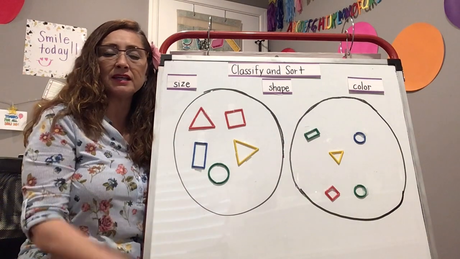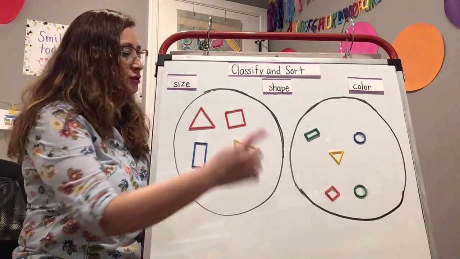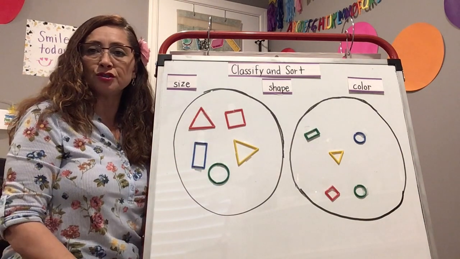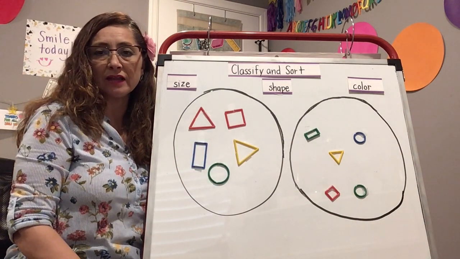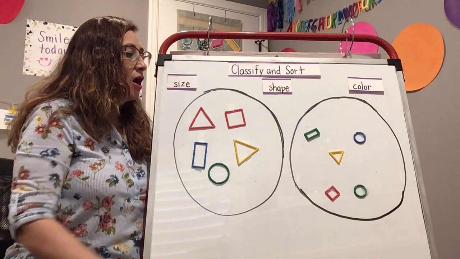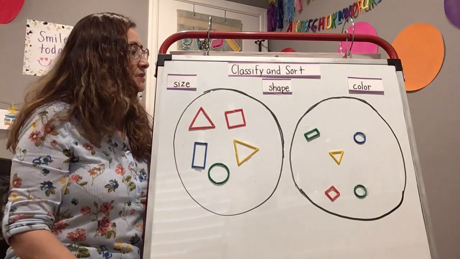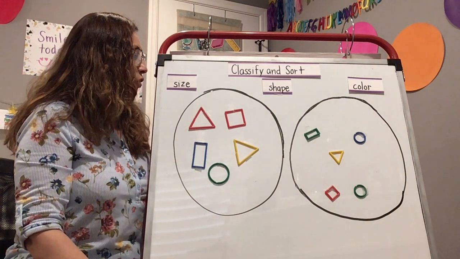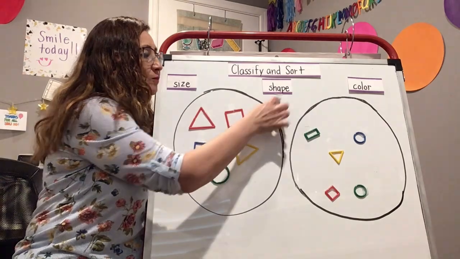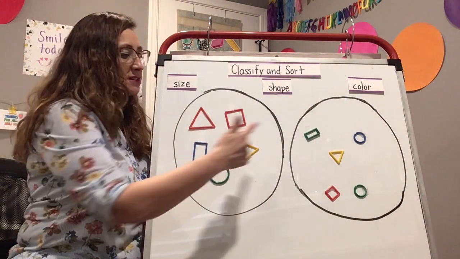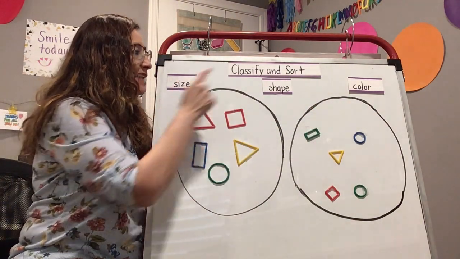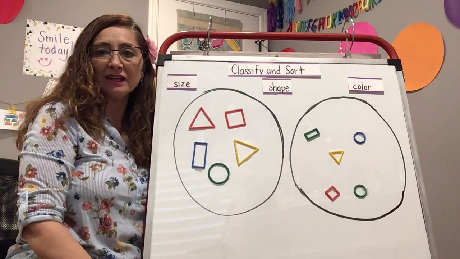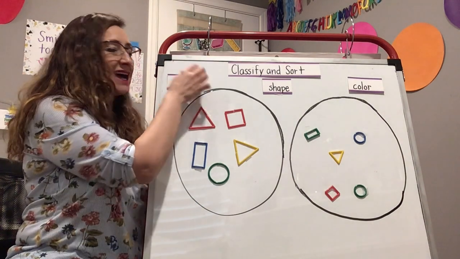So let's take a look here at our two circles. In these two circles, I have two groups, and I want you to take a look at them and tell me, are these objects sorted by size, shape, or color? What do you think? That's right. They are sorted by size.